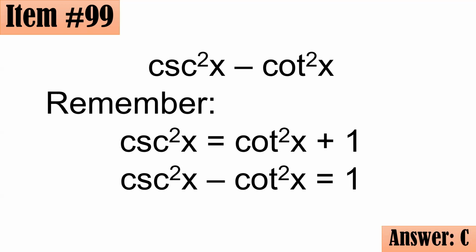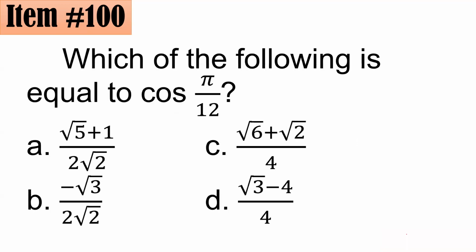Okay. 100. Which of the following is equal to cosine of pi over 12? Okay, letter C daw, sabi ni Sir Chad. Okay, let's see if you are right.